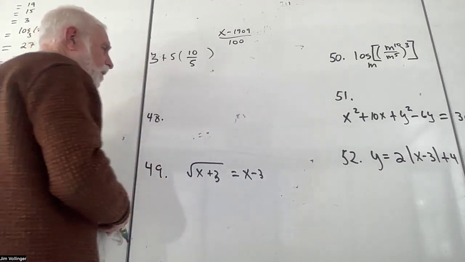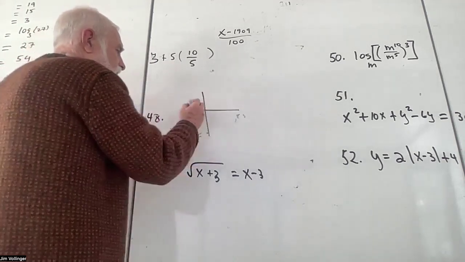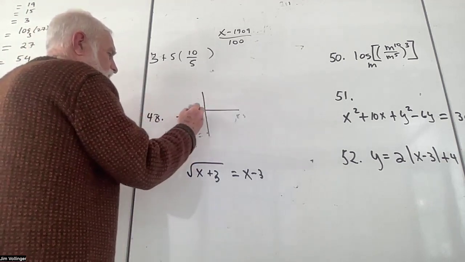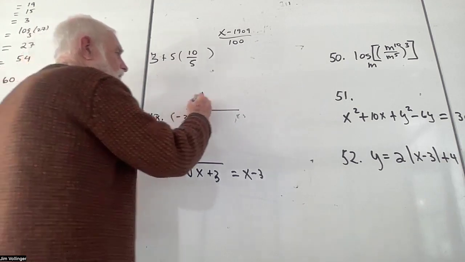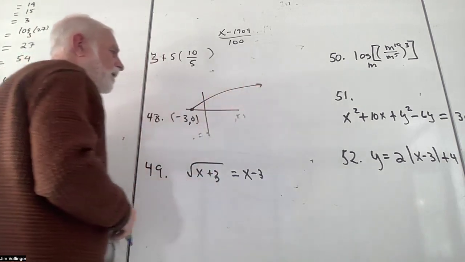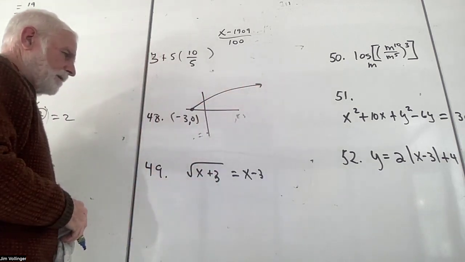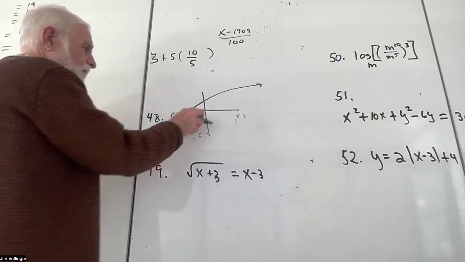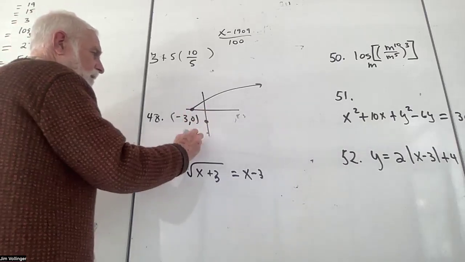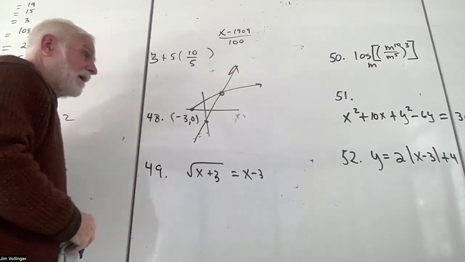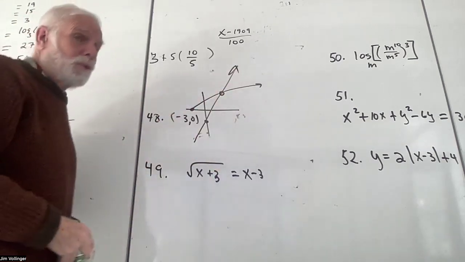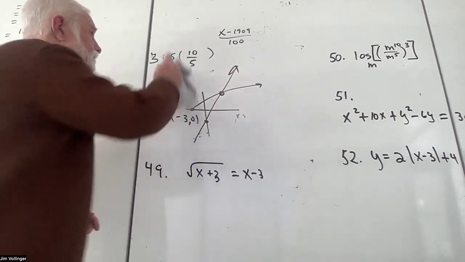X plus 3, square root. Well, I know that starts at negative 3 because the smallest square root you can have is 0. And I know that it goes slowly to the right, increasingly. X minus 3. That's 3 units. Minus 3 is about there, and that's that line. I see one answer. We're going to solve this and get 2. And I'll show you why.